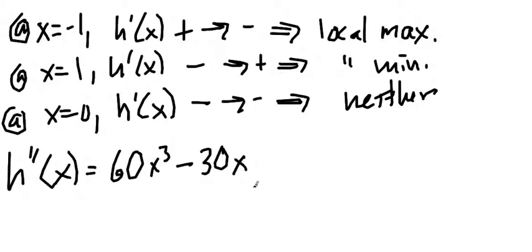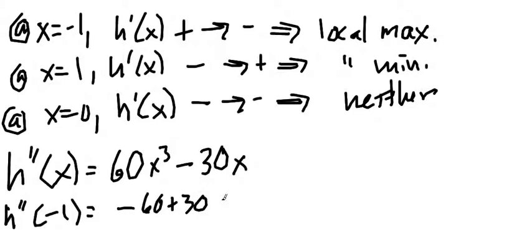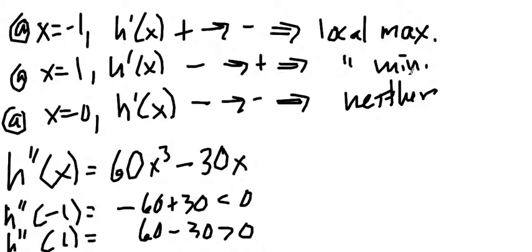Yep. And if you were to plug in negative 1, h double prime of negative 1 would be equal to negative 60 plus 30, which is negative, and we have a local maximum. That's cool. h double prime of 1 is equal to 60 minus 30, which is positive, and we have a local minimum. That's fine. If I plugged in 0, notice that I got 0.